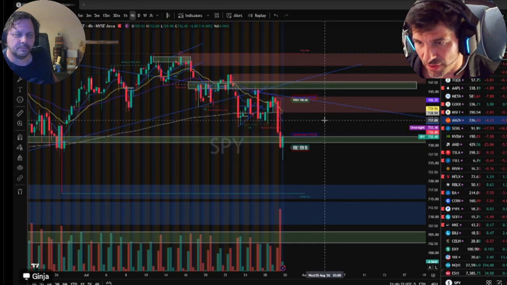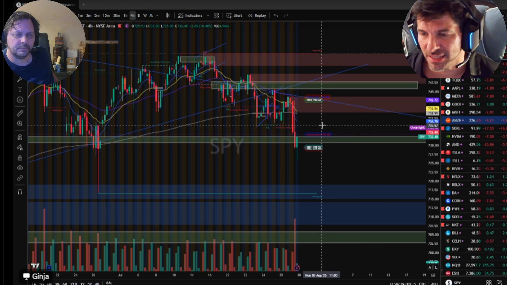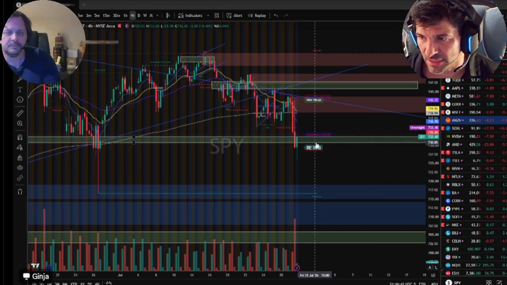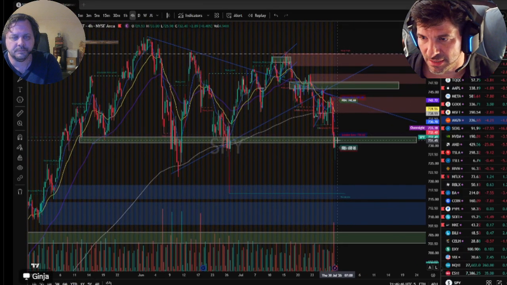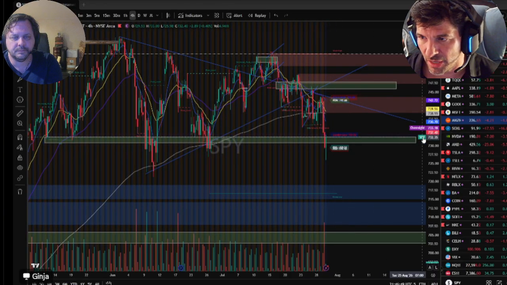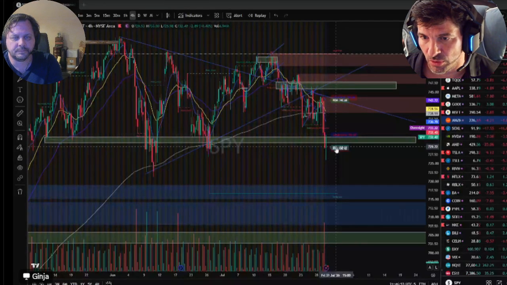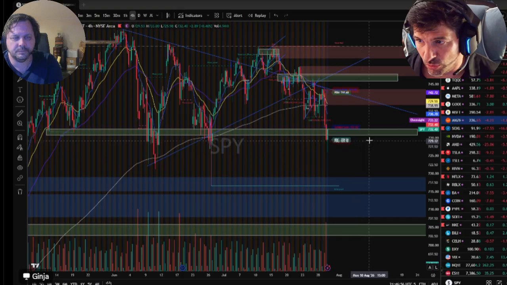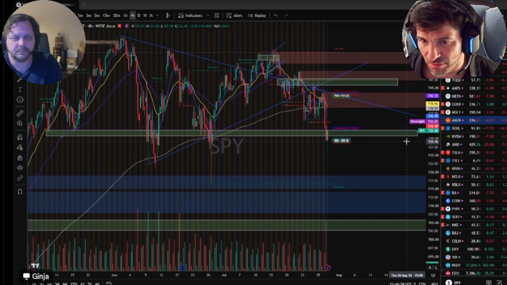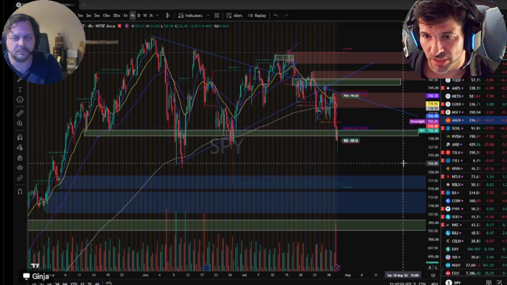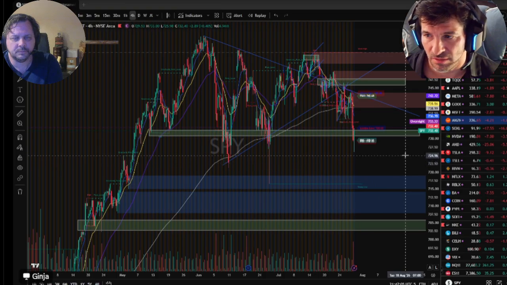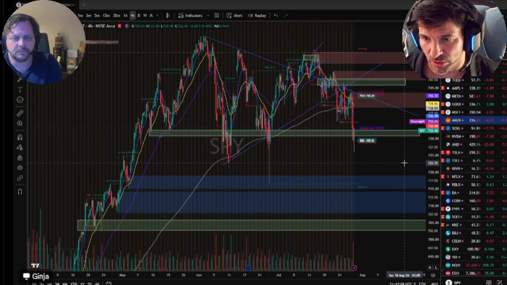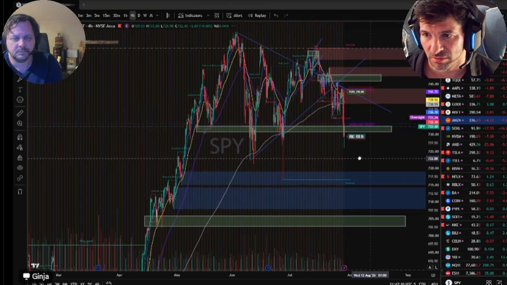If we lose 735, 736, the next level is 732 because it's here. Okay, this one here, around here, this gap, we lost that. Now we're trying to reclaim 730 overnight. This is very important for the market to hold this 732, because if we lose this 730 level, we're looking around here, guys. 722. Okay, 724, 725, 722. That is our next level.